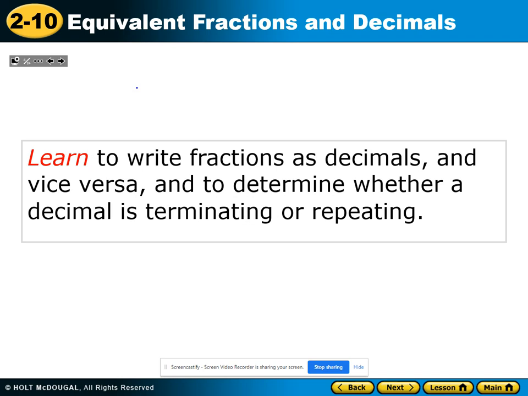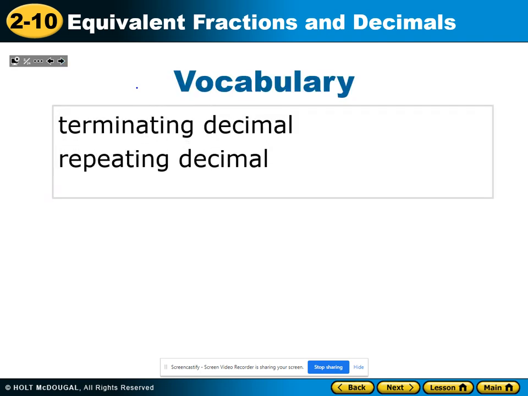To write fractions as decimals and decimals as fractions, and determine whether a decimal is terminating or repeating. Terminating means to end. I terminate your job. Your job ends. Repeating means goes on forever. You've seen it in situations like this. 0.333. They put the little line over there. That's the repeating one.